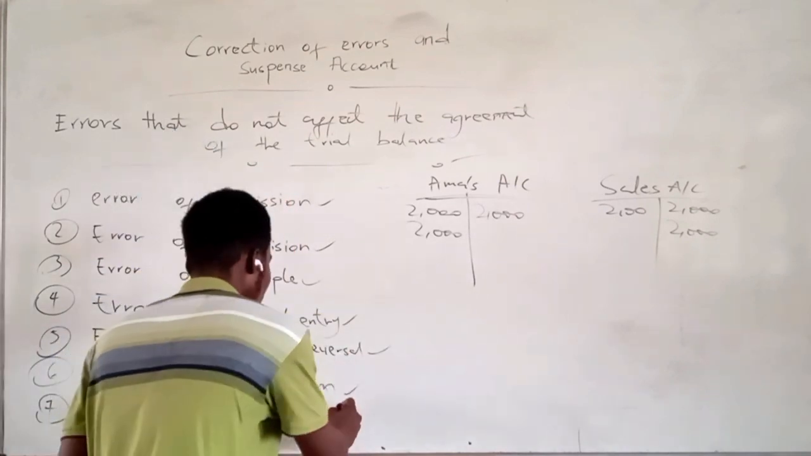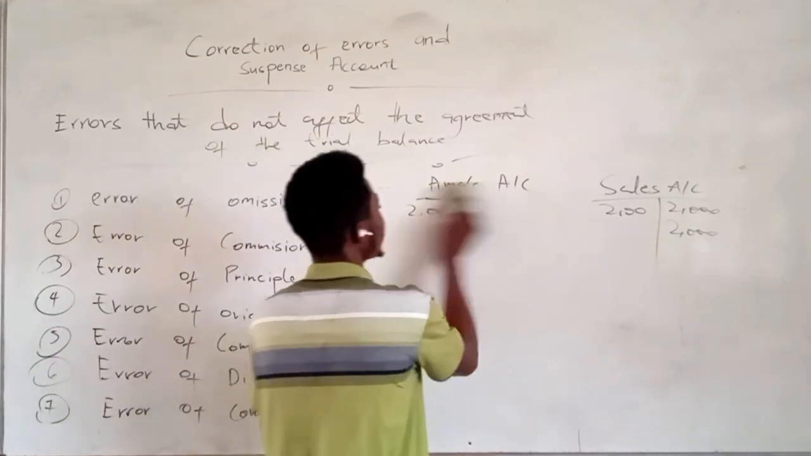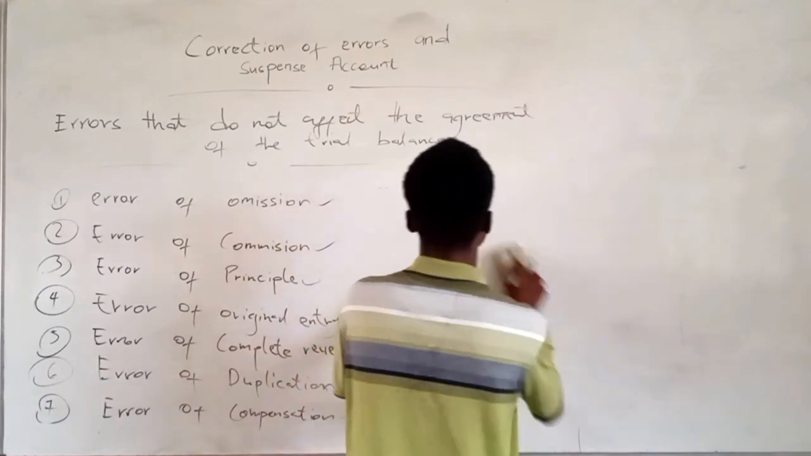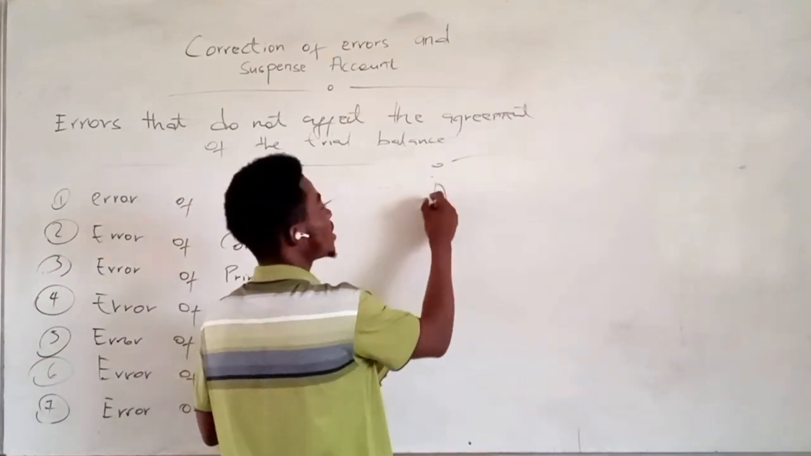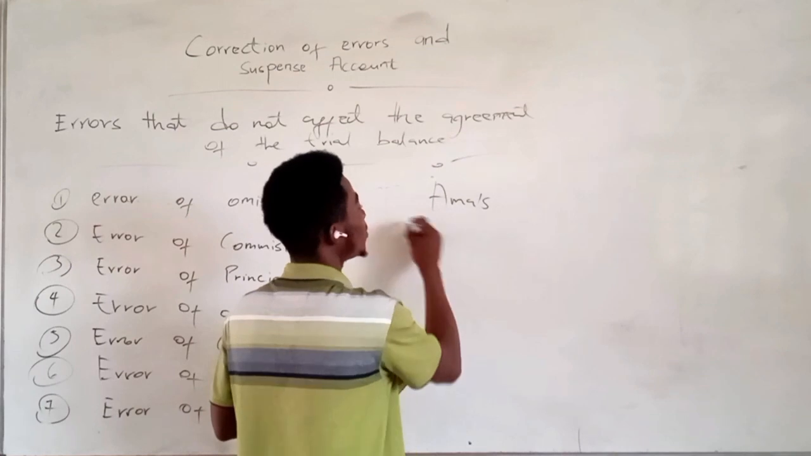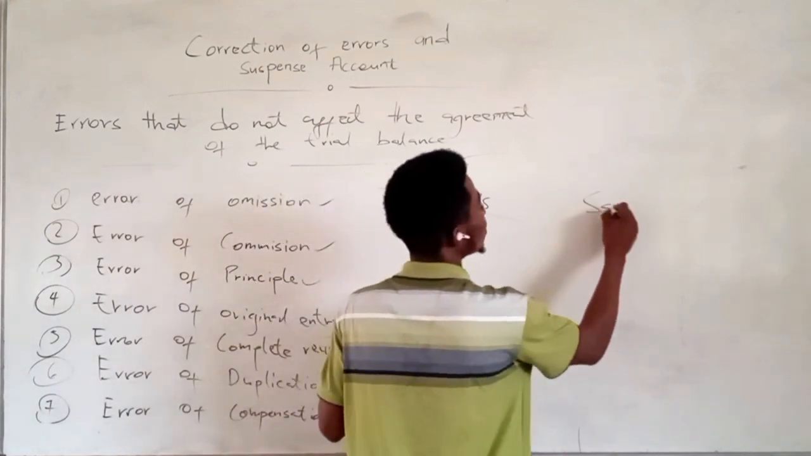So let's go to the error of compensation. Let's say you have Amex account again, and we have sales account again.